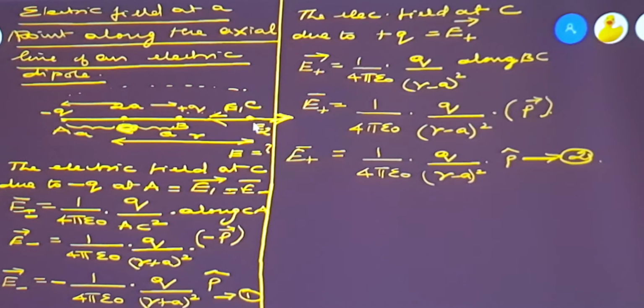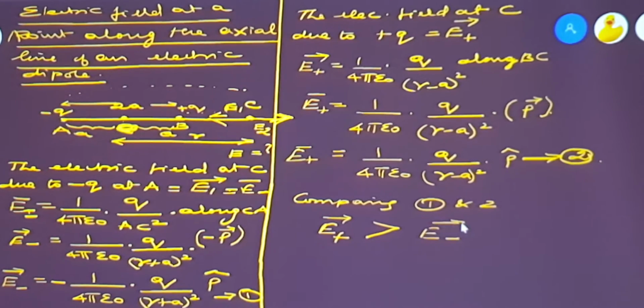Now see, at C we have two electric fields, one due to the negative charge and another due to the positive charge. Compare equation 1 and 2. Comparing equation 1 and 2, we can say, sorry, E plus vector is greater than E minus vector. Why? E plus or E minus is decided by the distance. Here it is R minus A the whole square, here it is R plus A the whole square. Distance square is inversely proportional to electric field. So the lesser the distance, the greater the magnitude. So E plus vector is considered to be greater than E minus vector.